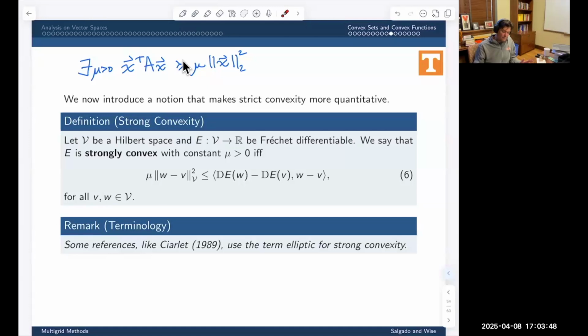Now, I will say this is what we call strong convexity. Other books use the term elliptic for this function. So it's elliptic if and only if this is true. Now, the term in this position is actually the difference of the two first Frechet derivatives at two different points, x and v. Okay, so just keep that in mind.